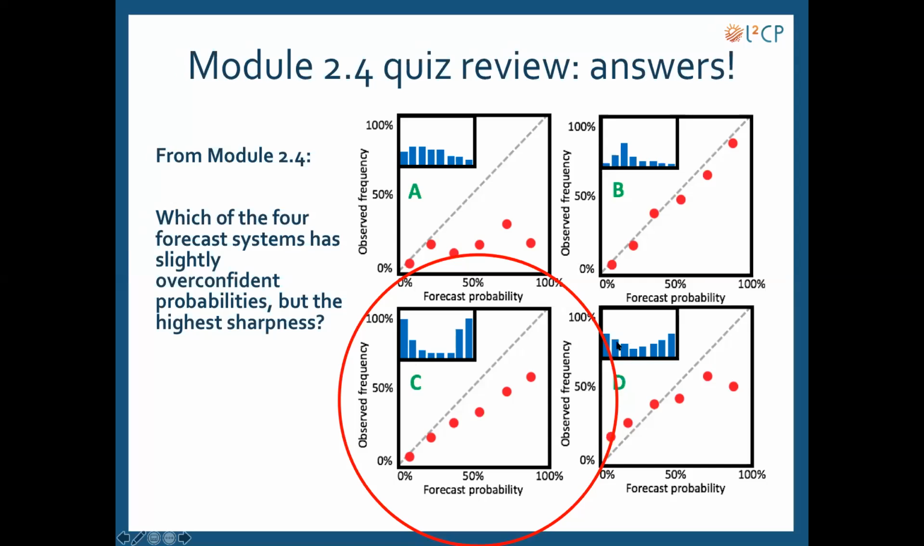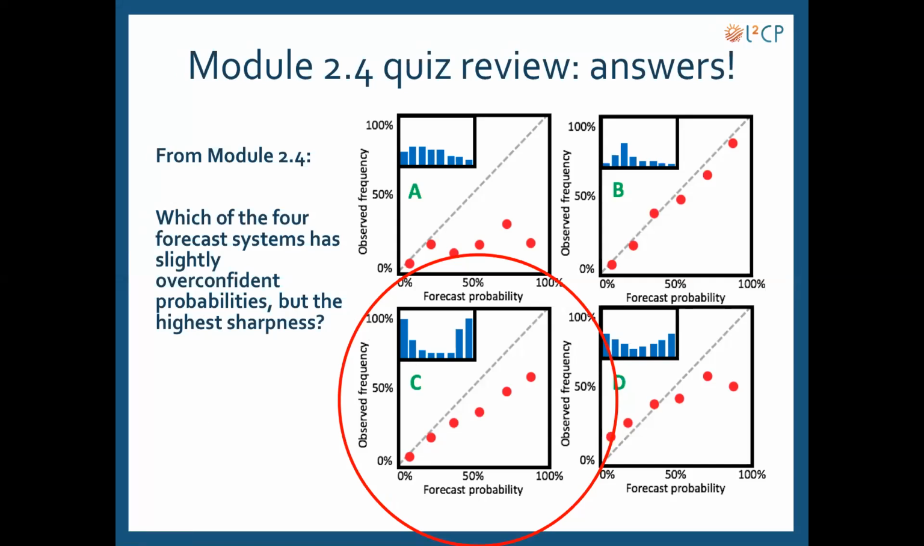D are also somewhat sharp, but C is the sharpest. And as you can see, we're also looking for slightly overconfident. You can see the red dots are slightly below the diagonal. They're not flat, so there is some reliability in those probabilities, but they're slightly overconfident. So the answer is C.